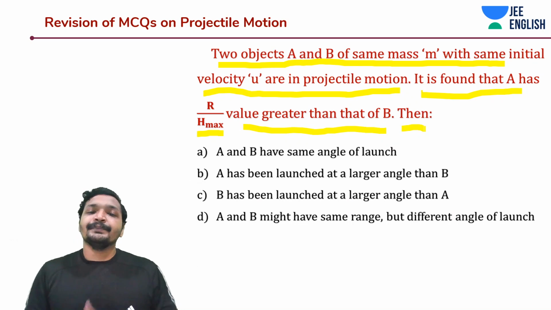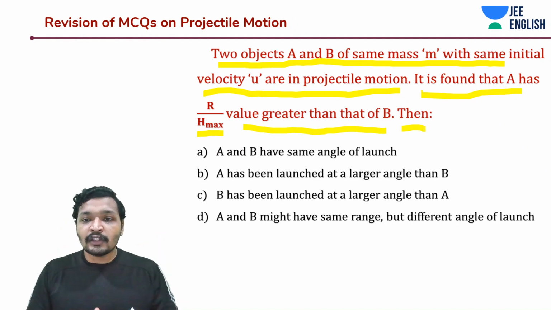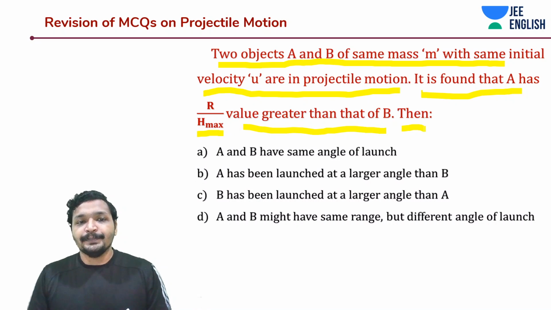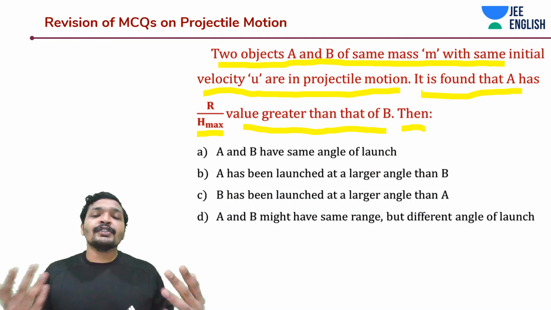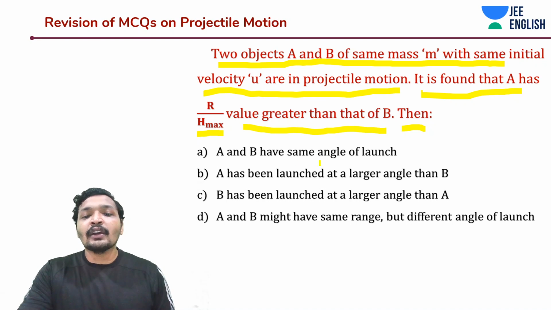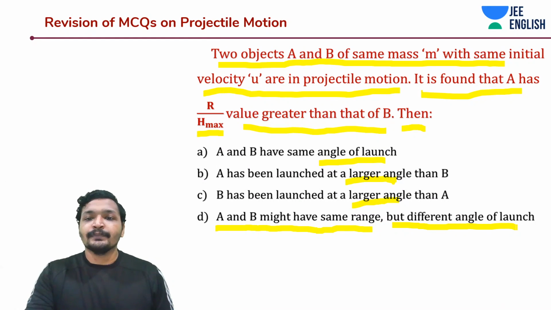Then what is happening? So they have told you there are two bodies, they are projected with same initial velocity, and they have given you that it has been found that A has R by Hmax value greater than that of B. Then which of the following is true? And what are they talking about in this case? If you look at the options, they are talking about angle of launch. Here the fourth option is given as A might have same range but different angle of launch.